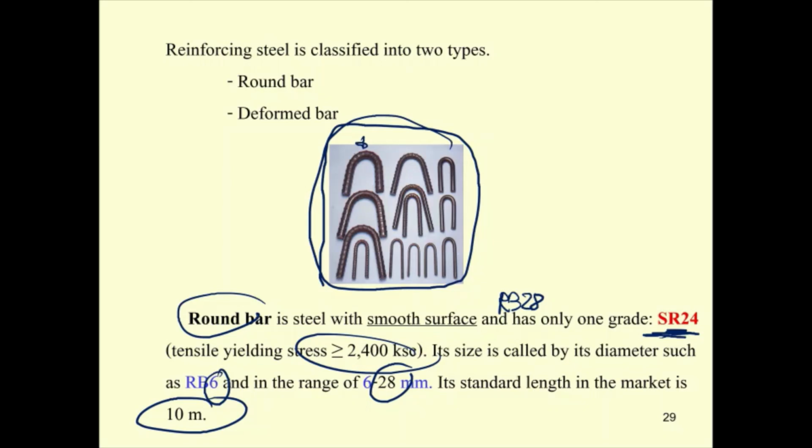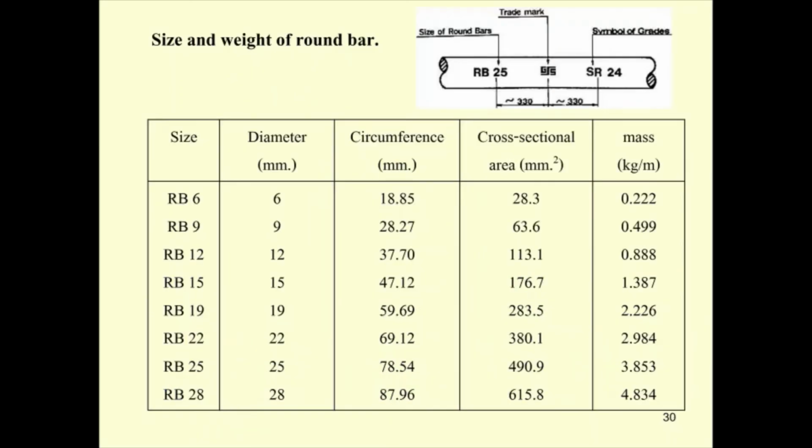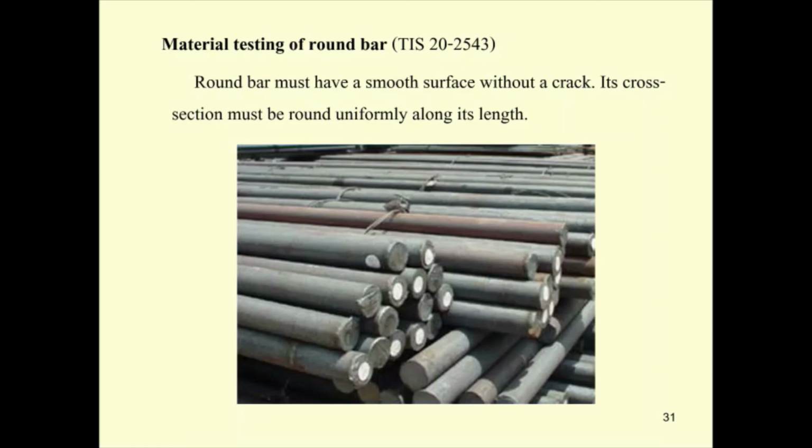Okay, you got to take this. And then what we have is the table of this round bar. Okay, you got to check the diameter when you send it. There's going to be some allowable tolerance for this. You got to check the weight of it. Okay, and this round bar must follow TIS 20. Okay, TIS 20. The round bar must have a smooth surface without cracks.